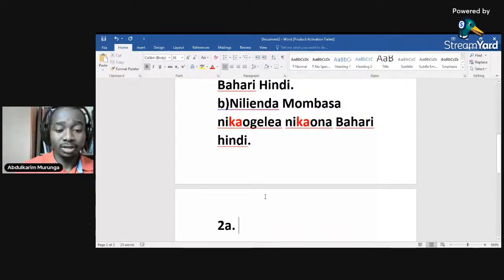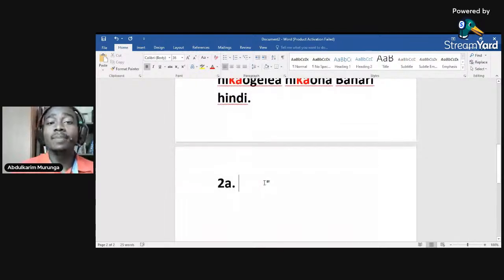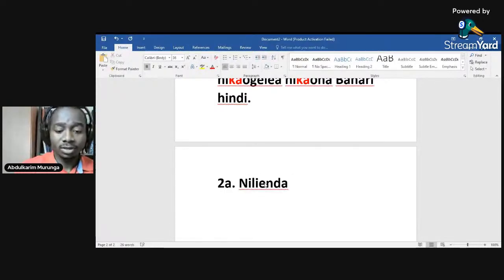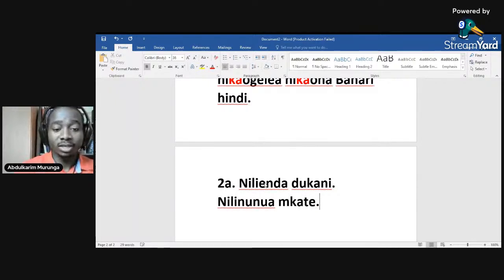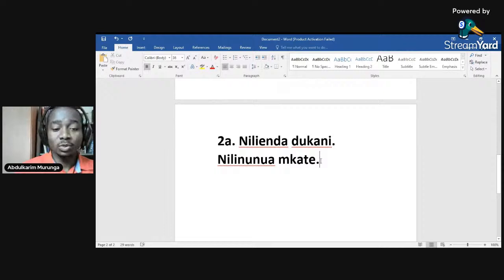I went to the shop and bought bread. Nilienda dukani, nilinunua mkate. When you want to make it with this ka, we say, so this is nilienda dukani, nilinunua mkate. I went to the shop, I bought bread.